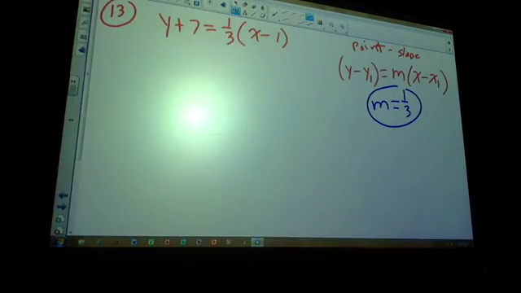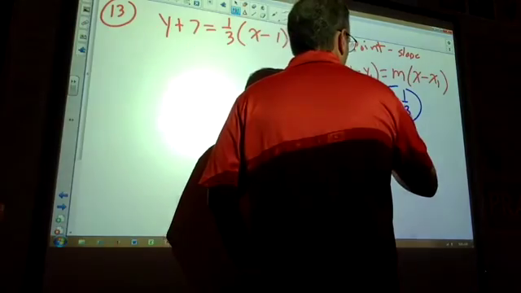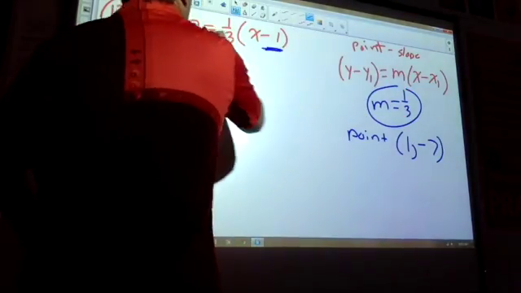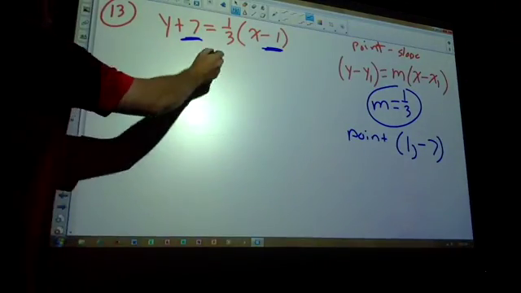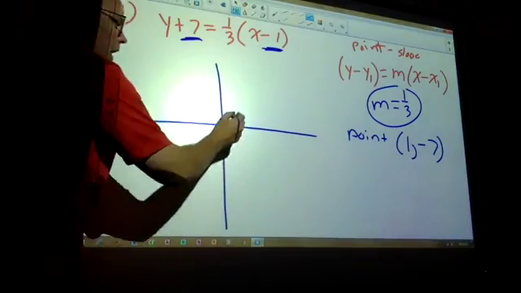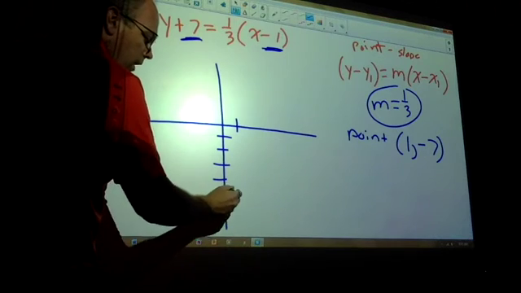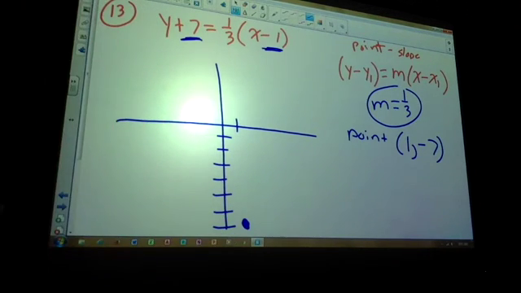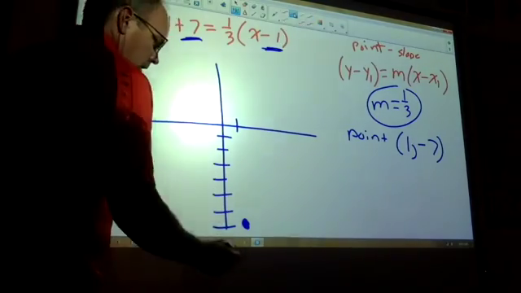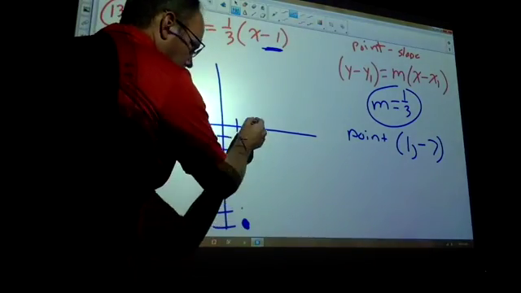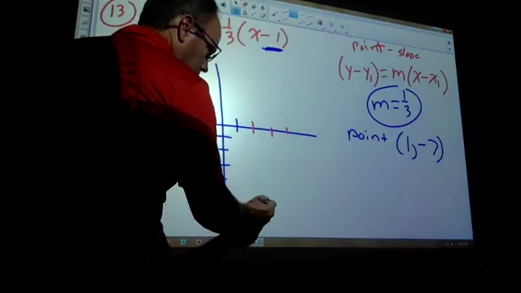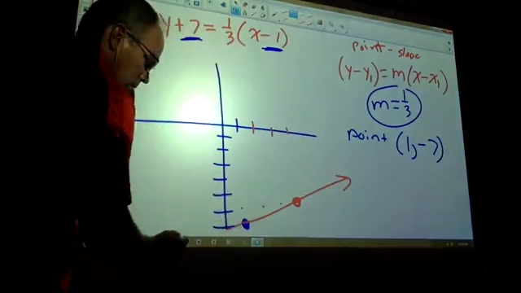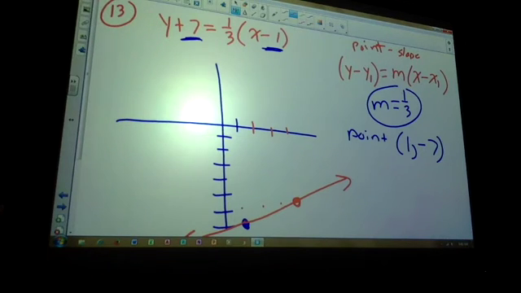Okay. What's my point? 1 and negative 7. Always opposite. Right? We have enough information to graph this. 1 and negative 7. Agree? From that point, I'm going to go up 1, and then I'm going to go over 3. Let's say they match up perfectly. That's it.